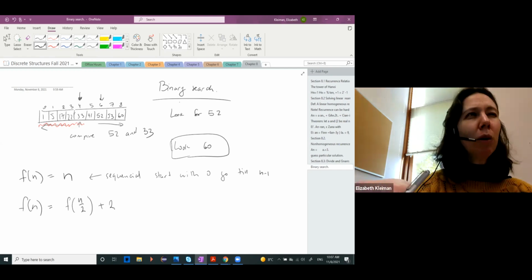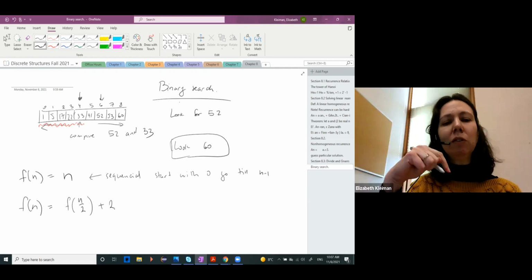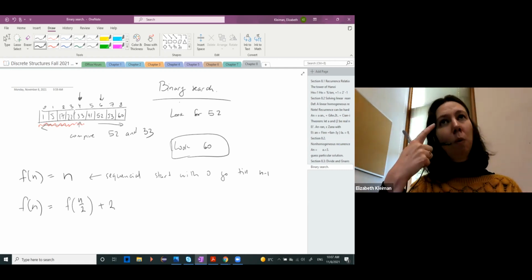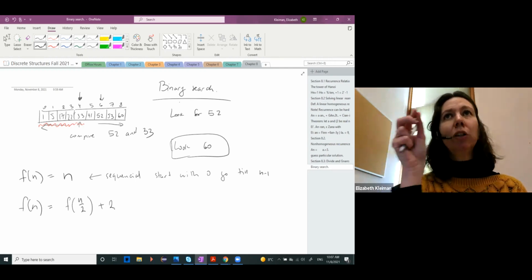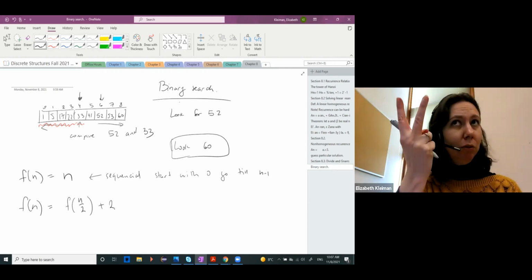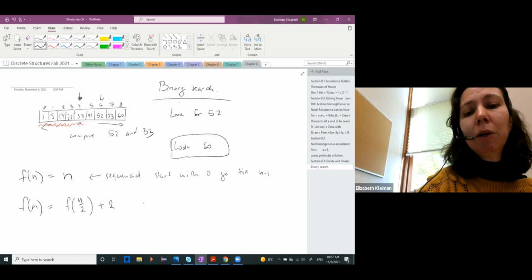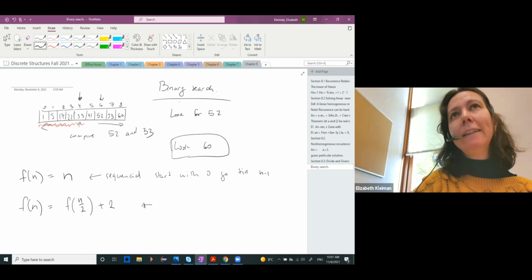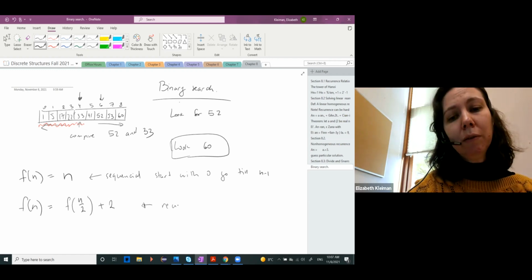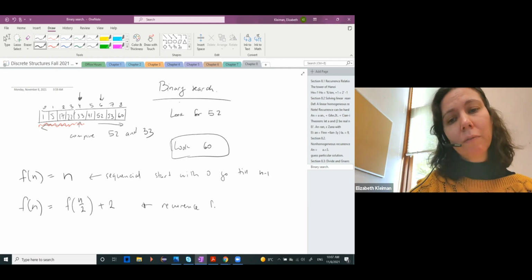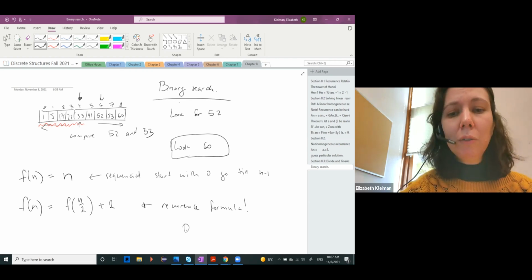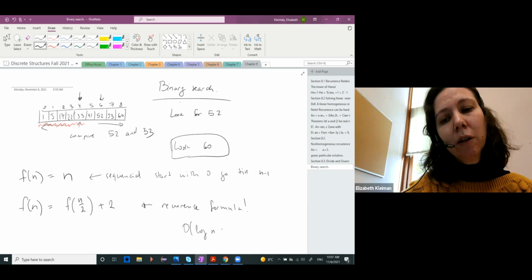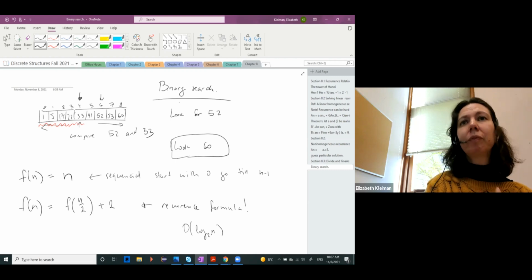You can do it with +1 or you can do it with +2. I'm doing it with +2 because I need one operation in order to calculate the midpoint and one operation to compare. So this is why +2. But generally, it is going to be a formula like this. And this formula is a recurrence formula. And actually, this formula is going to give you O of log n base 2 time.